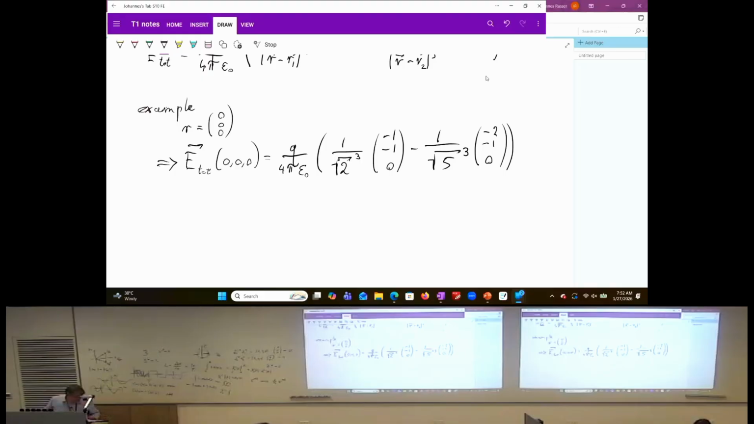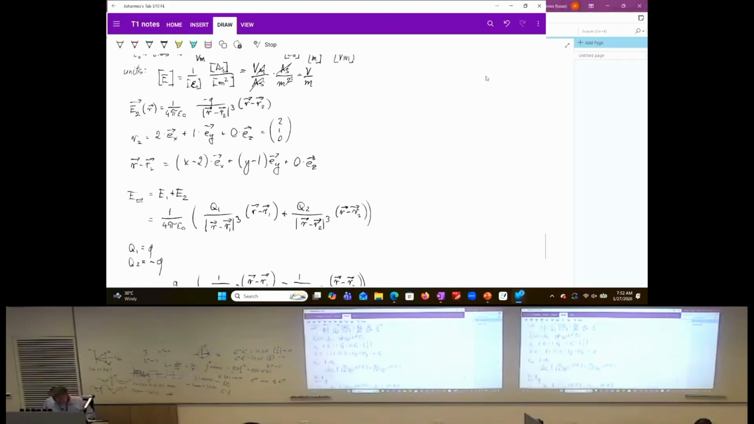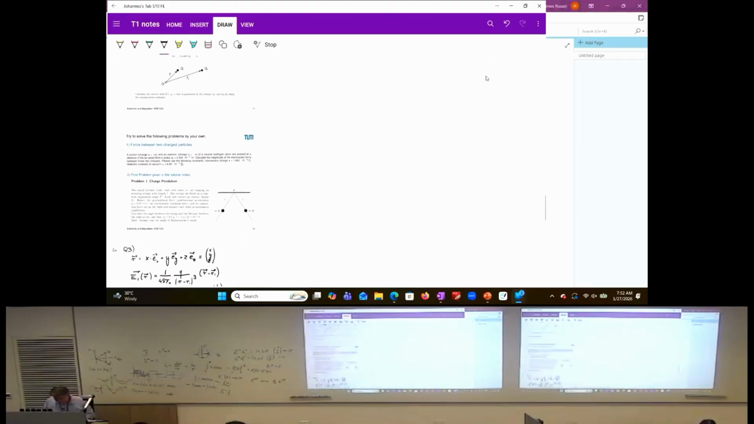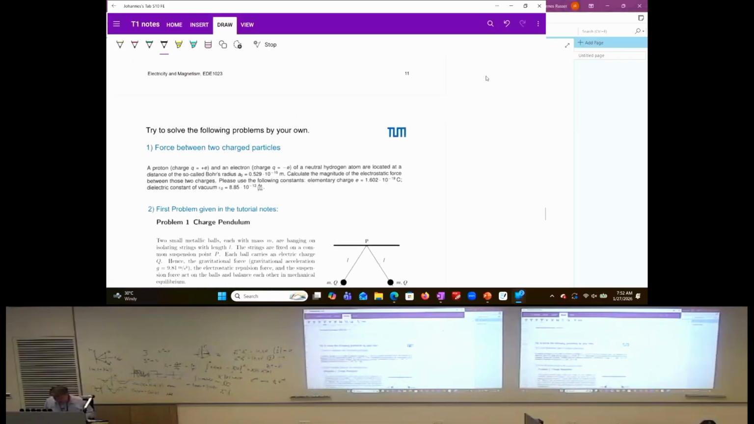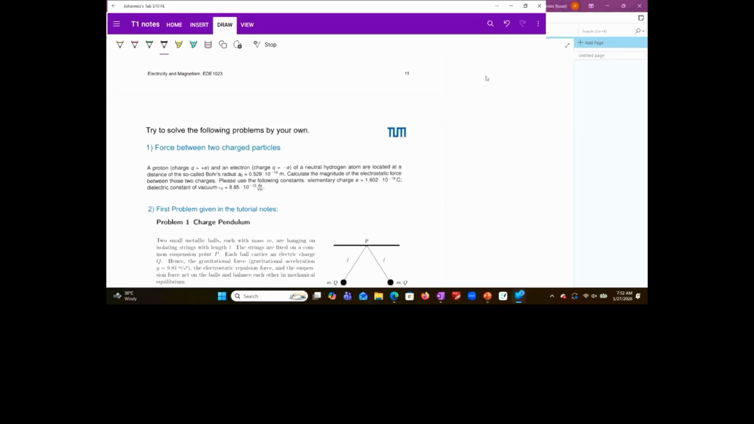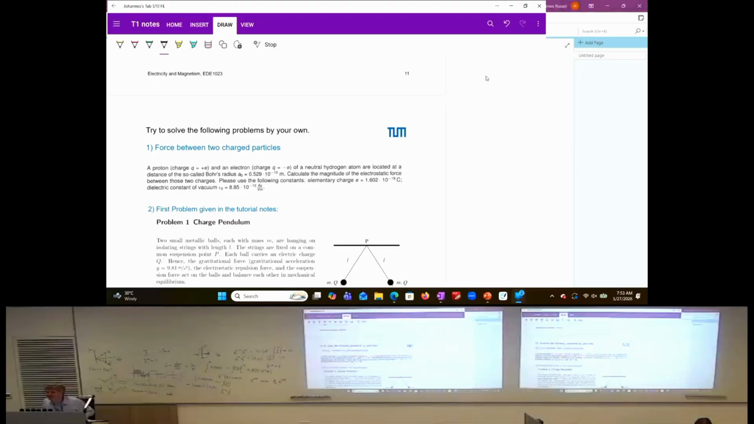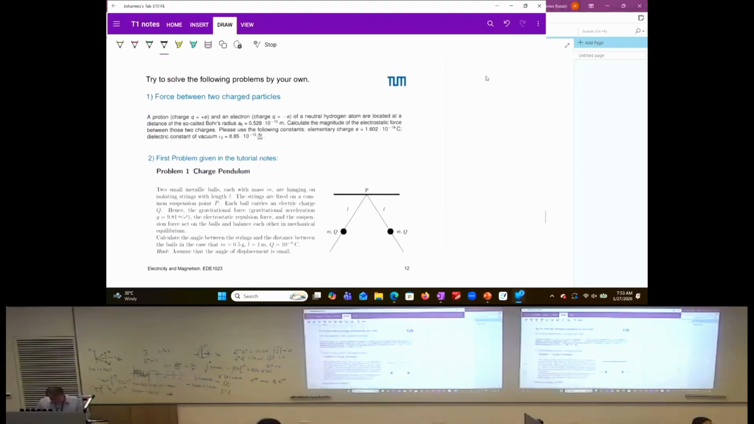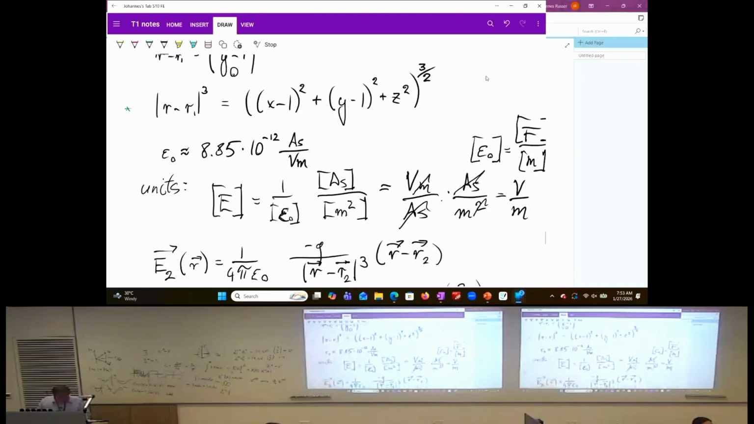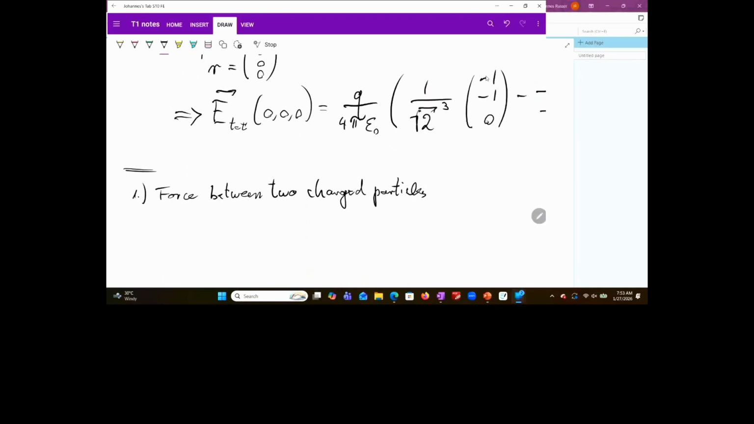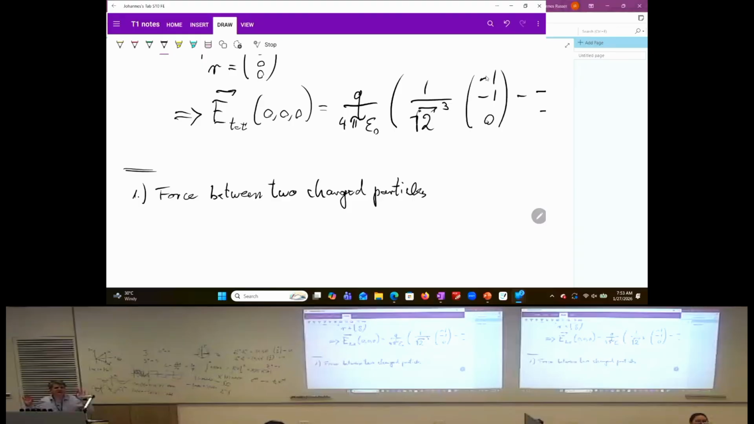And now, since you have looked at it also, have you calculated the force between two charged particles? Ah, okay, then let's do it together. So problem one here, force between two charged particles. Anybody has a solution already for it? No? Okay. Well, actually, what is the question posed?